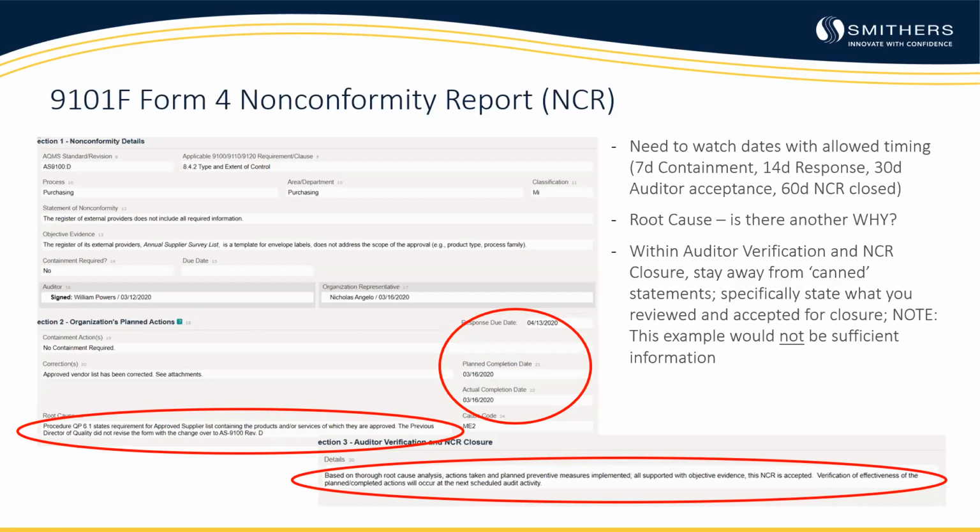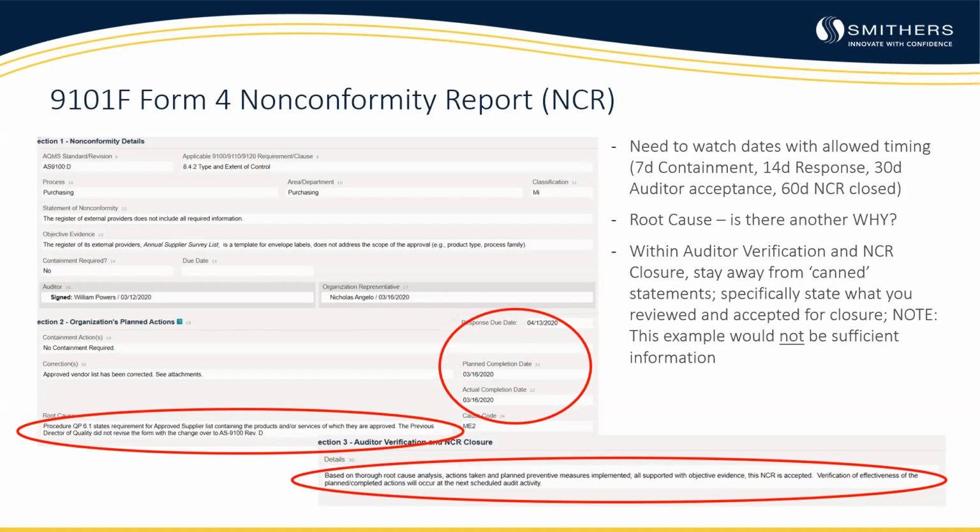Next item is root cause. Root cause has bit us a couple of times during office audits, review of files. The question we should always be asking ourselves is, is there another why? You know, in this particular case, we have a procedure being cited. Previous quality director did not revise the form. The question I would have is, is there another why there? Is there a case where something wasn't established as part of the process that allowed this deficiency or gap to happen? So this particular example definitely needs some more detail, some more consideration as to what is the true root cause of this underlying issue.